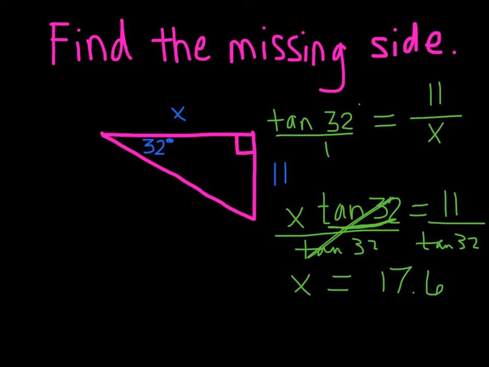Now the same thing would happen if you were using sine or cosine. The only difference is you would be using the hypotenuse and then either the opposite side or the adjacent side. So that is how you find one of the missing sides, when you know one angle and one side, and of course it has to be the right triangle, but you can never use the right angle. It always has to be one of the acute angles. Good luck.